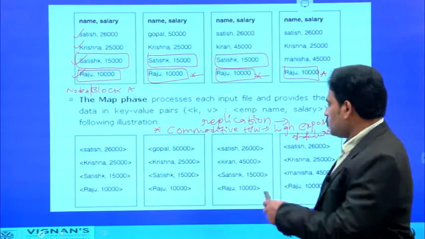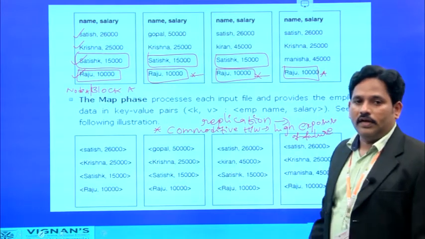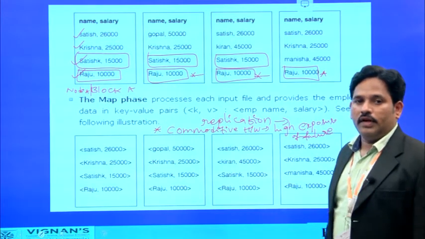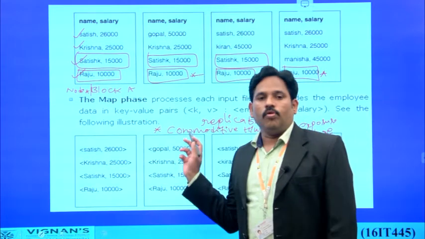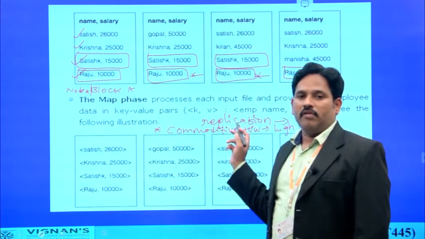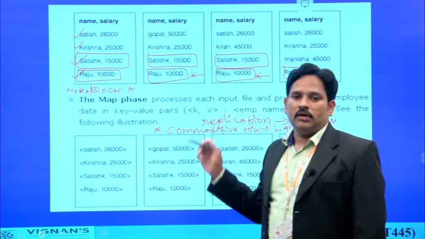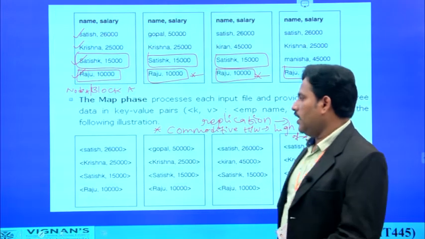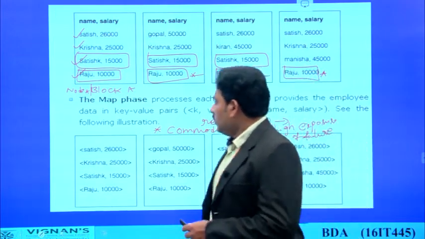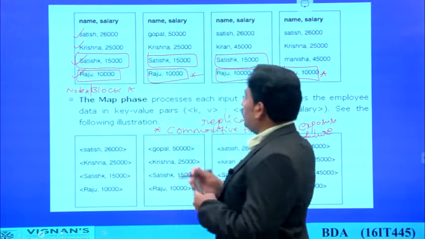So this concept is called replication of the data, and we are applying the replication of the data because we are using commodity hardware, which has a high exposure to data loss. They have a high failure rate. Now, let us see this example. We will move to this example.